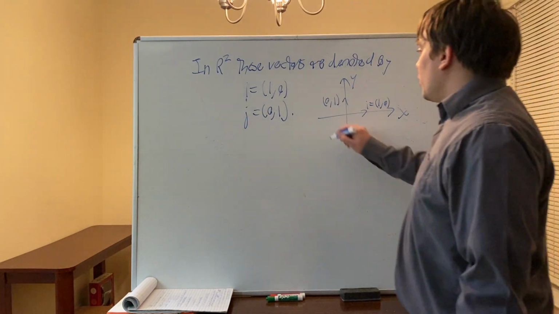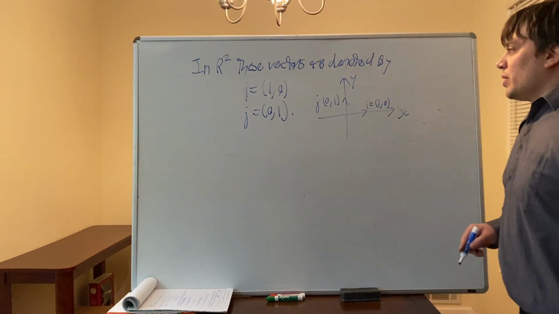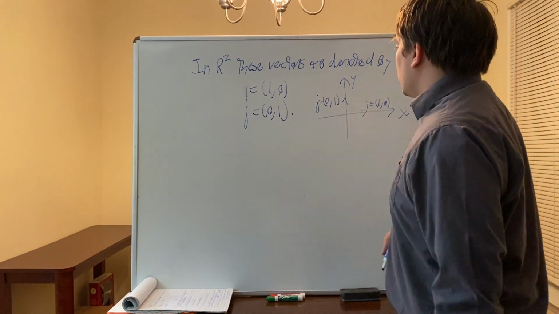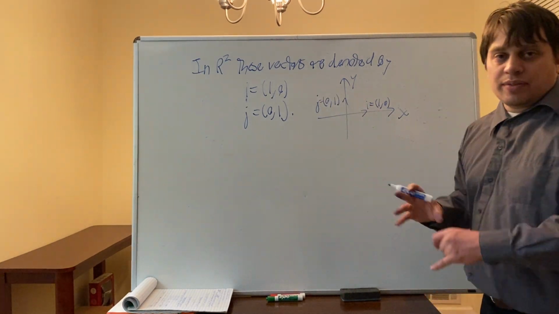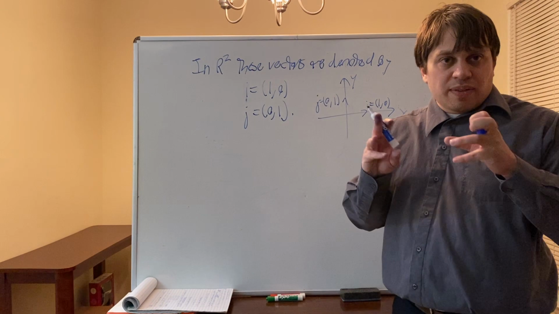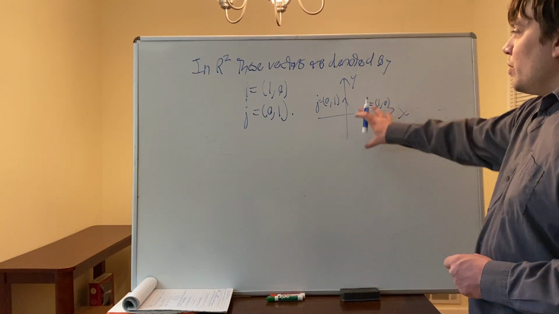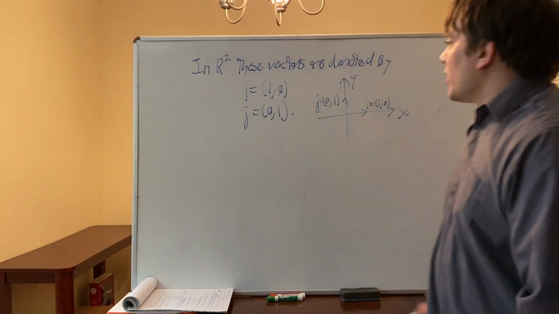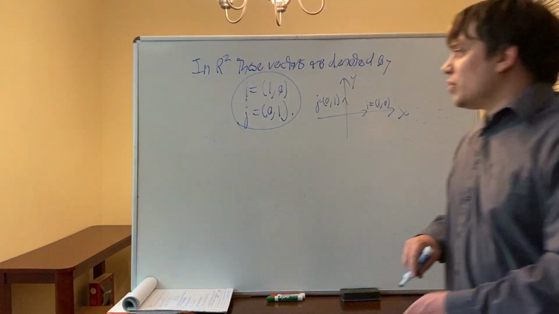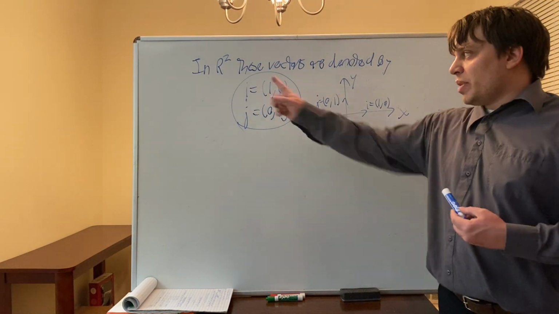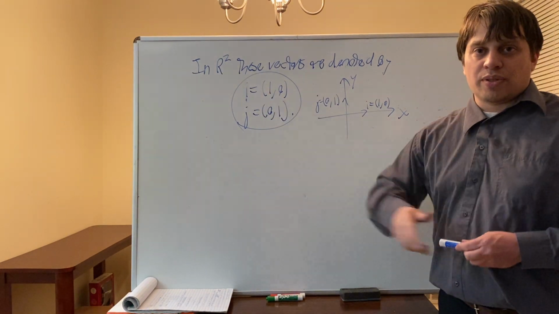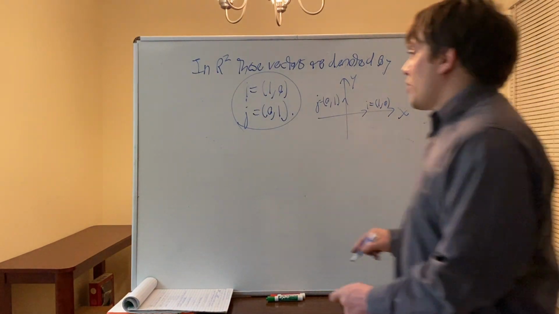And so here j is the point 0, 1, or the vector 0, 1. Remember, each point in n-space you can think of as a vector or as a point. Okay, so those are the standard unit vectors in R2. The standard unit vectors in R2 are denoted by i and j, and they are 1, 0 and 0, 1 respectively.